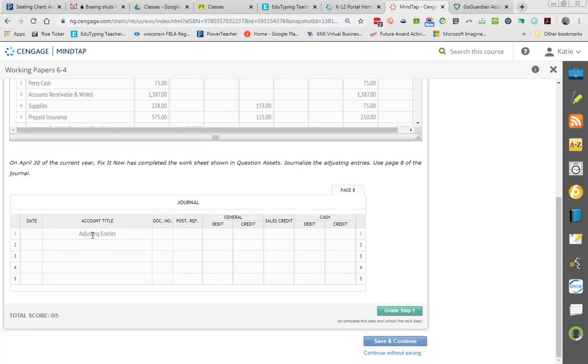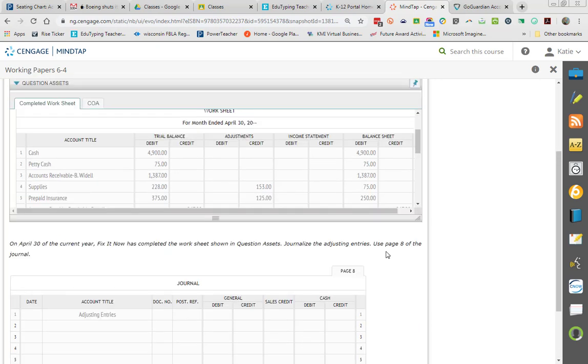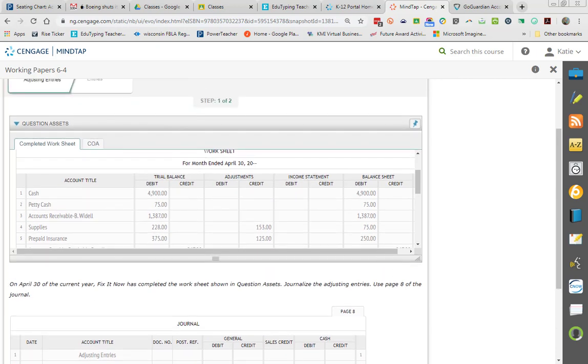You will notice how it has the words adjusting entries centered. That means I don't need a source document. The next thing we need to know is what date we record these adjusting entries. These adjusting entries are recorded on this day right here. Notice how it says for month ended April 30th. So April 30th is going to be the date of our adjusting entries.